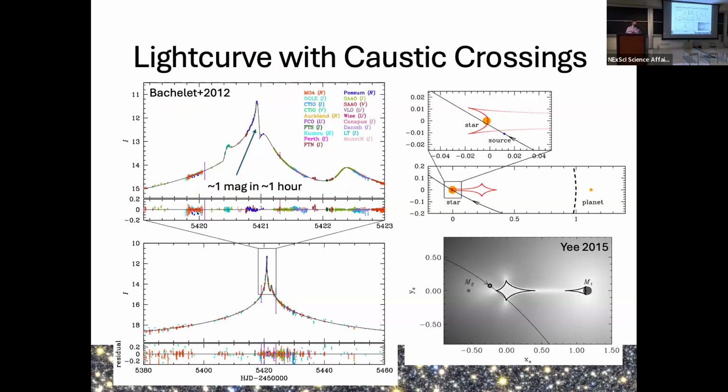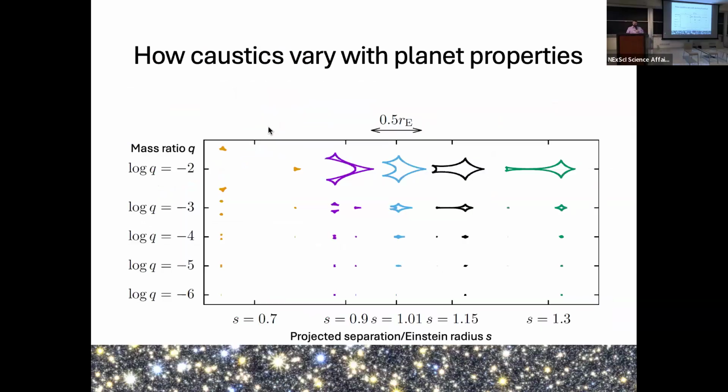And the strength of the signal is only very weakly dependent on the mass of the planet. It's more that the mass of the planet affects the size of the caustics, so your probability of encountering them. And this diagram is showing that to some extent.